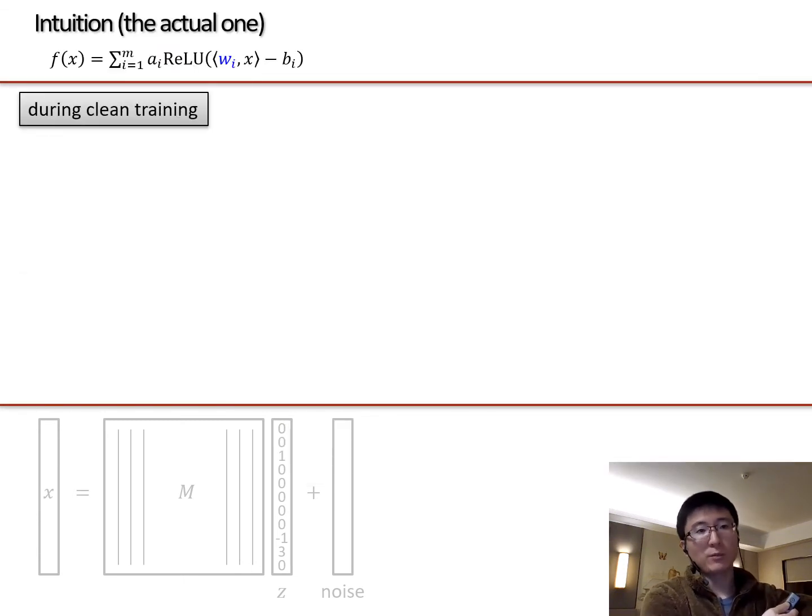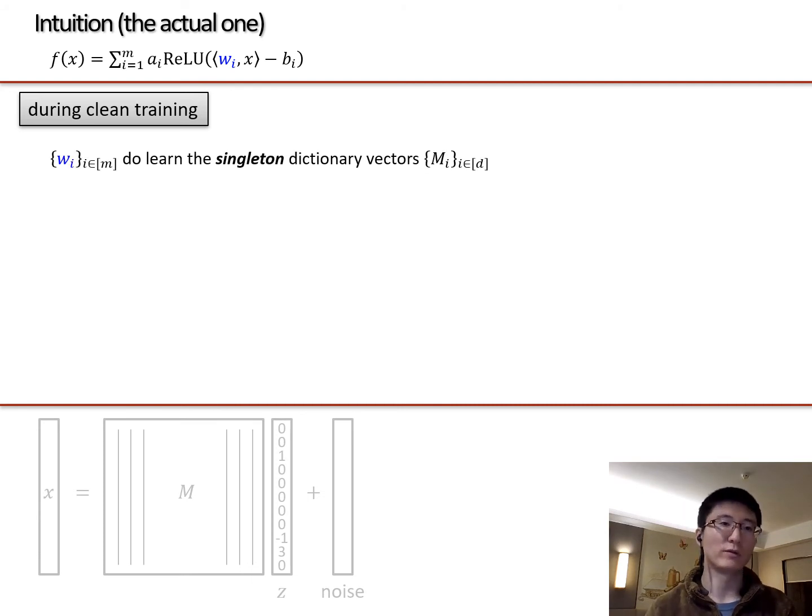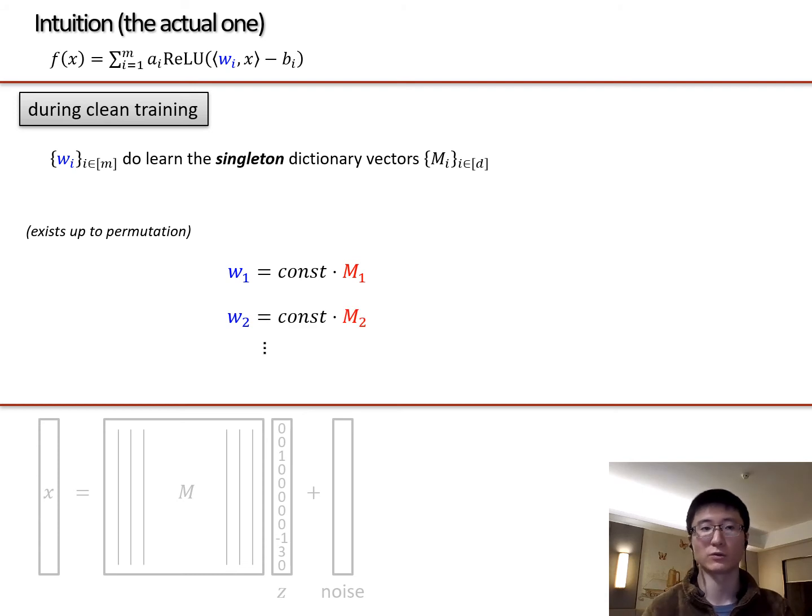So what actually happens during clean training is that one can prove, although very non-trivially, that up to permutations and up to duplications, the neurons of a two-layer neural network with ReLU activation will indeed learn those dictionary words. So without loss of generality, say that the first neuron learns the first dictionary word and the second learns the second, and so on.